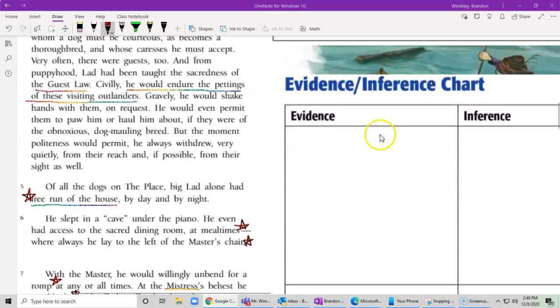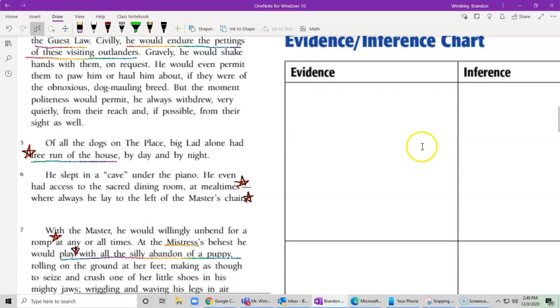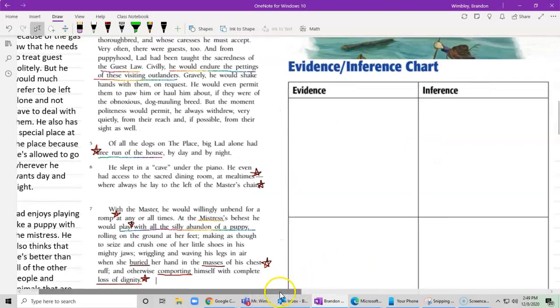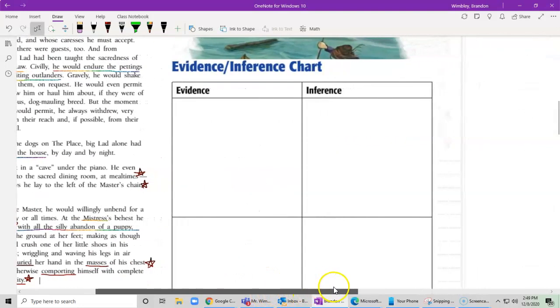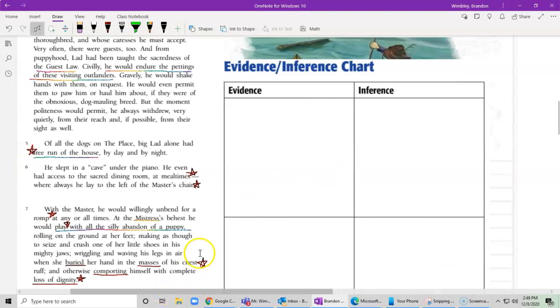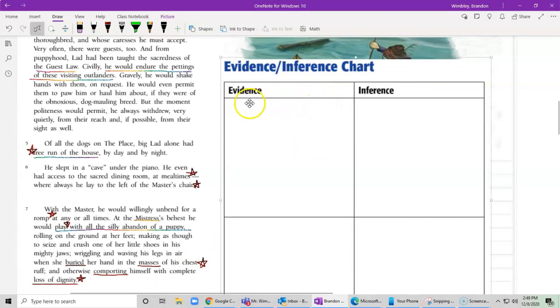So now we need to fill in this chart. So we have our evidence, and then we have our inference. How do they feel about him? So what evidence do we have? So what evidence did you find? Well, this is some evidence that I found about how they feel.